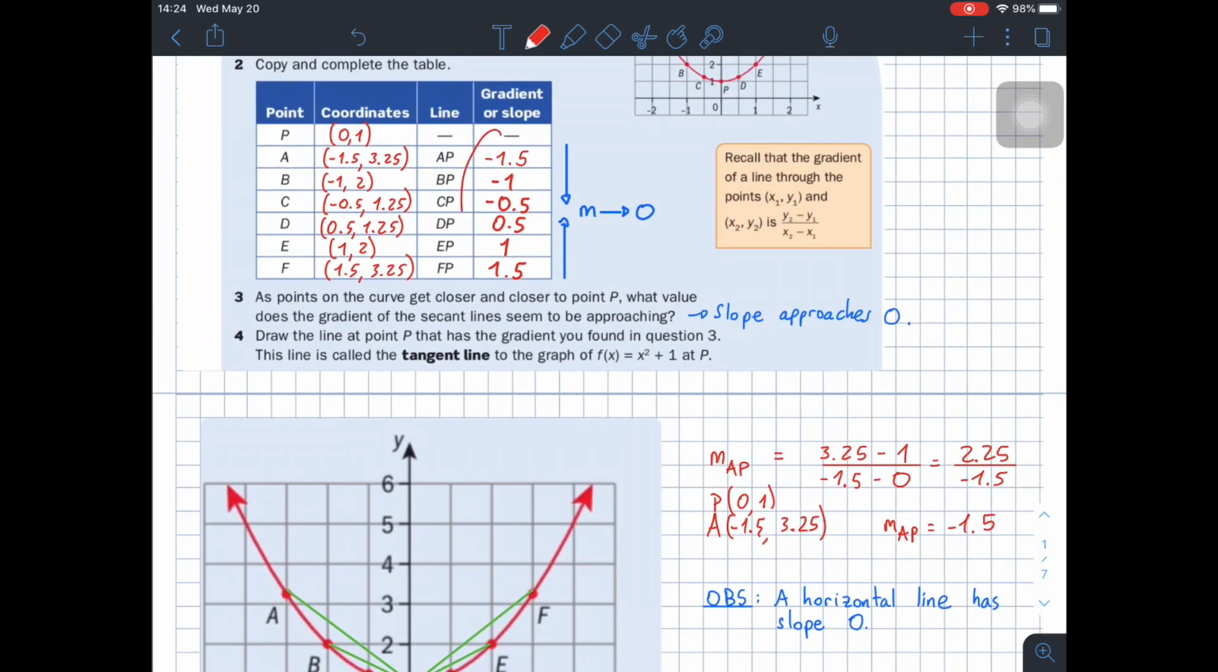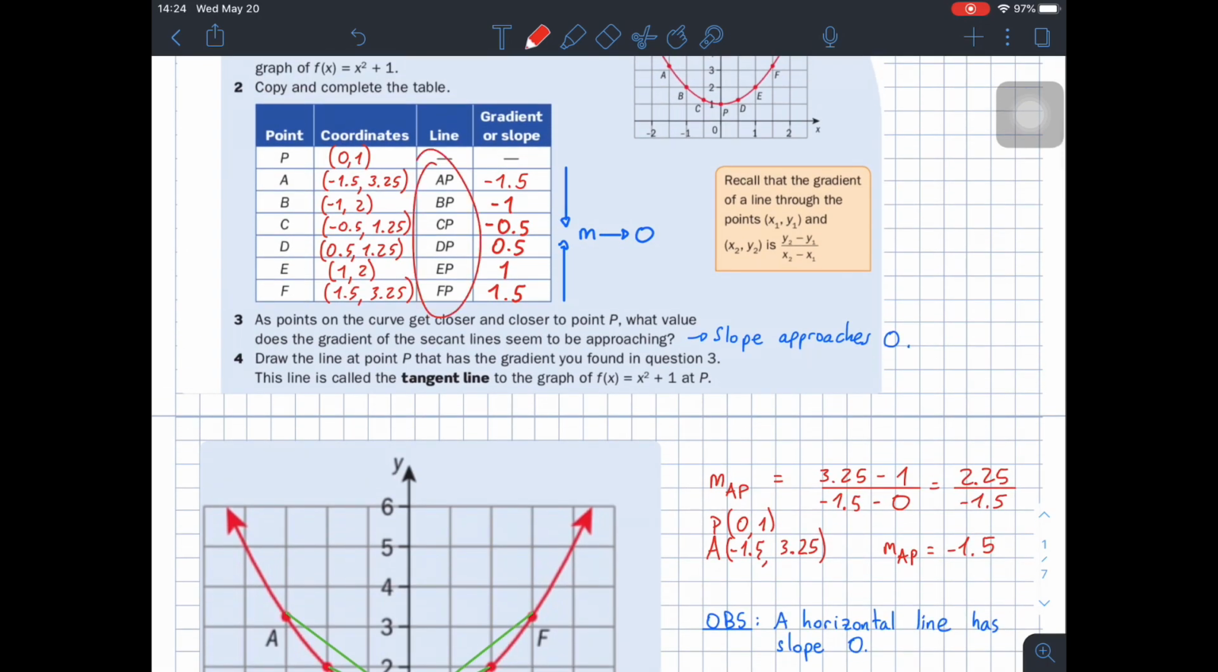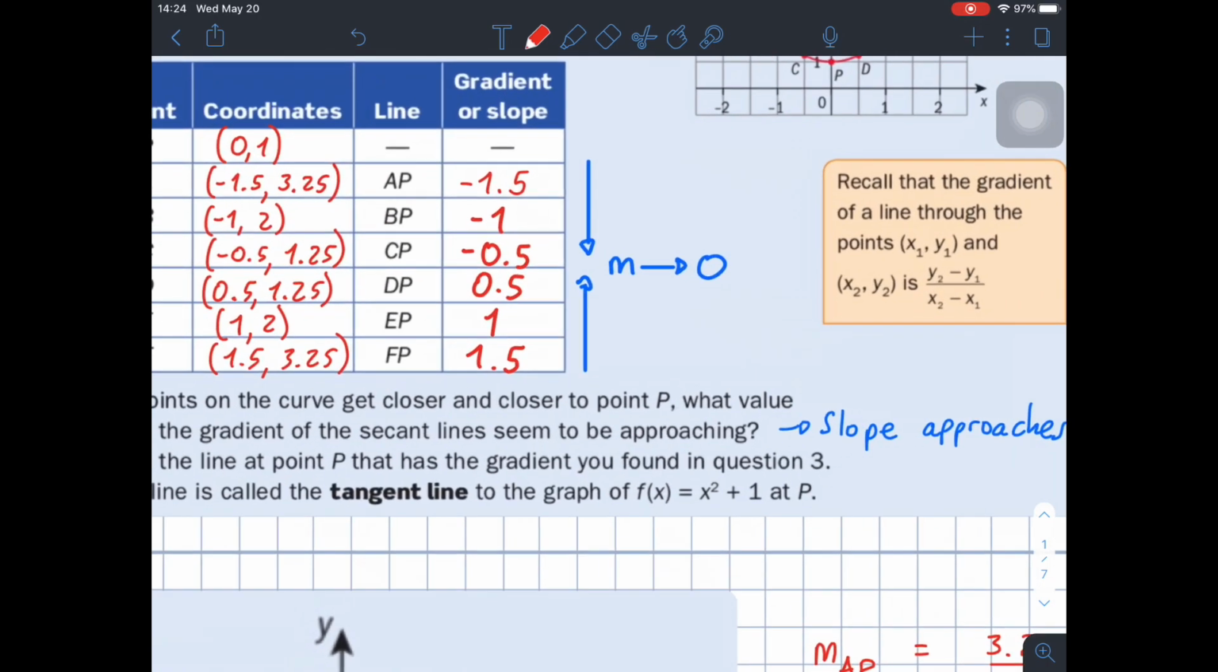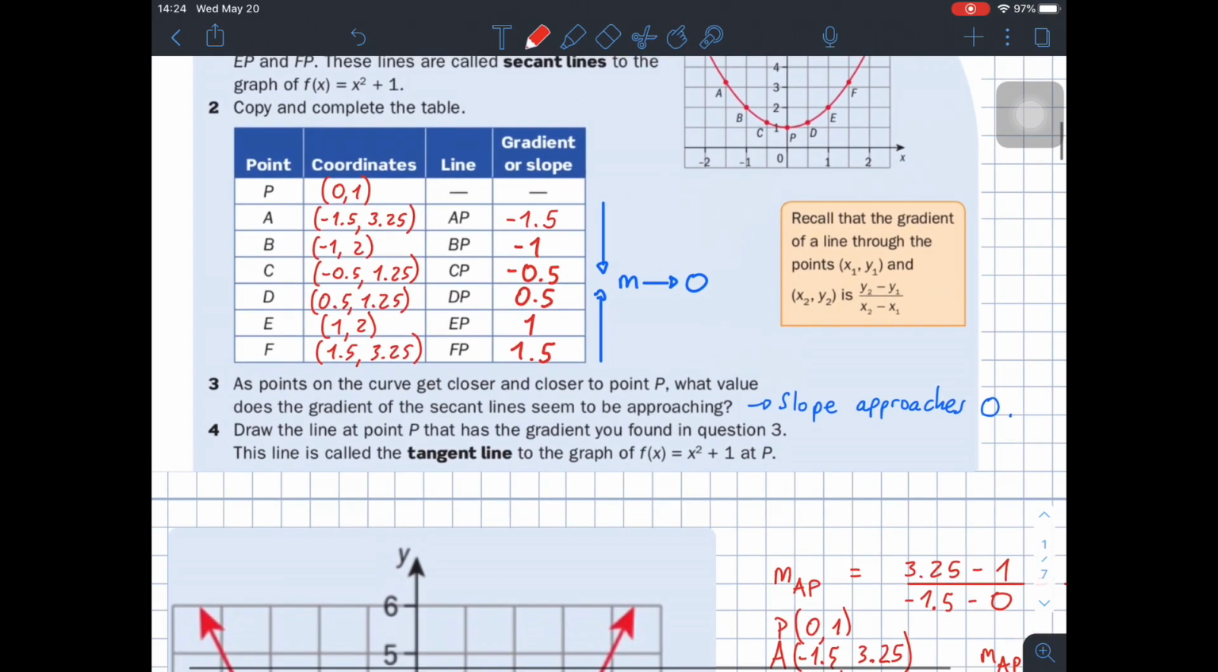So we follow exactly the same process for all of the other lines formed. And what I want you to observe here is, pay attention to question 3. It says, as points on the curve get closer and closer to P, what value does the gradient of the secant line seem to be approaching? Okay, the word approaching suggests limits, right?